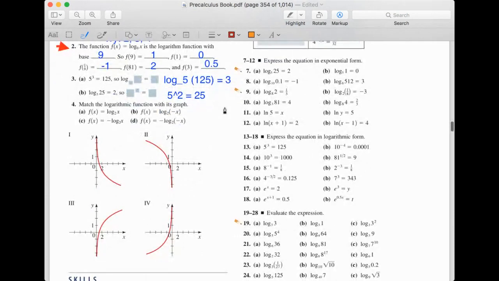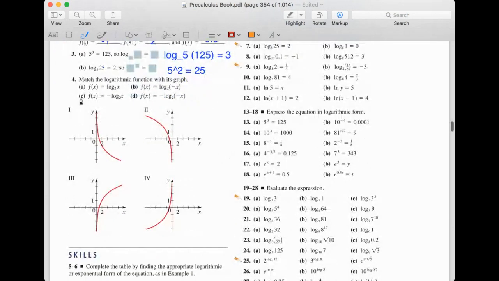Okay, let's do 4 together. So 4 here, we have f of x equals log base 2 of x. Well, let's try to remember the graph. That's 3, okay? Log graph always goes this way. It may be a little bit lower if the base number is bigger. So this top gets lower. The bottom part is always close to the y-axis, but it will never reach the y-axis. So it has this kind of graph.